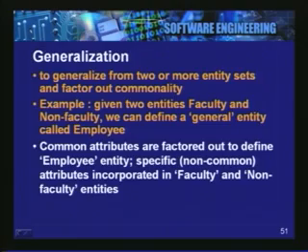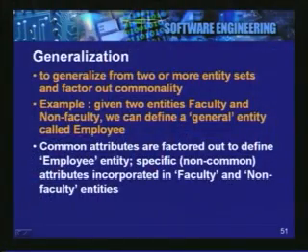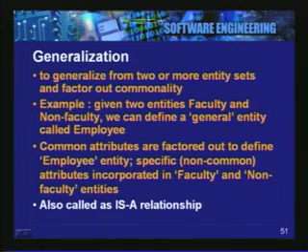Now there may be some attributes which are applicable to faculty but not applicable to non-faculty, and vice versa. So these specific or non-common attributes are left with the original entities. So the common attributes are extracted and defined at the general level, and the specific attributes are left with the specific entities. Such a generalization is also known as is-a relationship. So we will have a notation which is somewhat similar to the notation of relationship, but here the relationships would be named as is-a relationship, and we will see some examples of that.